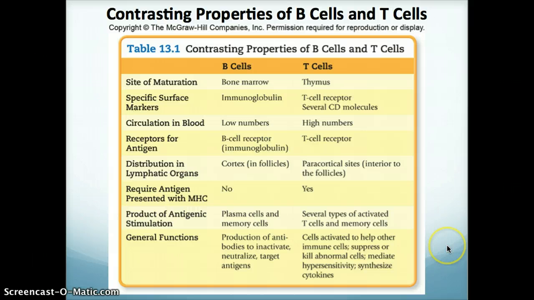So what are the general functions of each of these? The B cell's general function is to produce antibodies, which can inactivate, neutralize, and target these foreign antigens. The T cells, when they are activated, they help other immune cells. They can also suppress or kill abnormal cells. They can mediate hypersensitivity, and then they make cytokines, which also aid in that immune response.